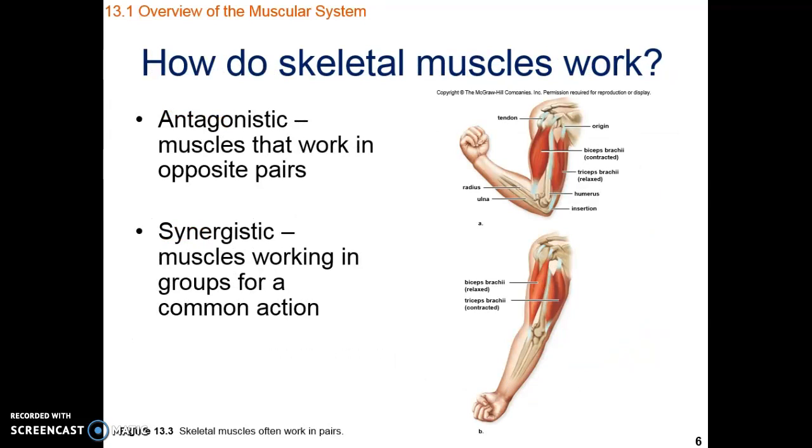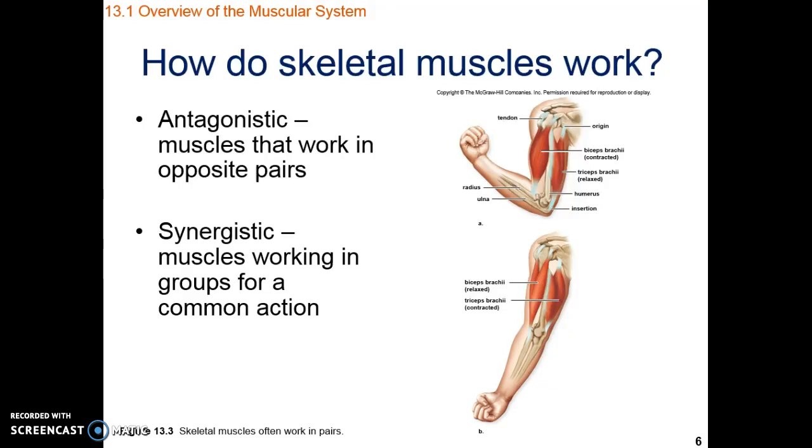Now, how do skeletal muscles work? Well, they're going to work in pairs. And you've got a couple of terms to think about, and that is antagonistic and synergistic. So antagonistic is going to be muscles that work in opposite pairs. One is going to be basically working against each other. And then synergistic, muscles working in groups for a common action. And you can see different examples on the right there.